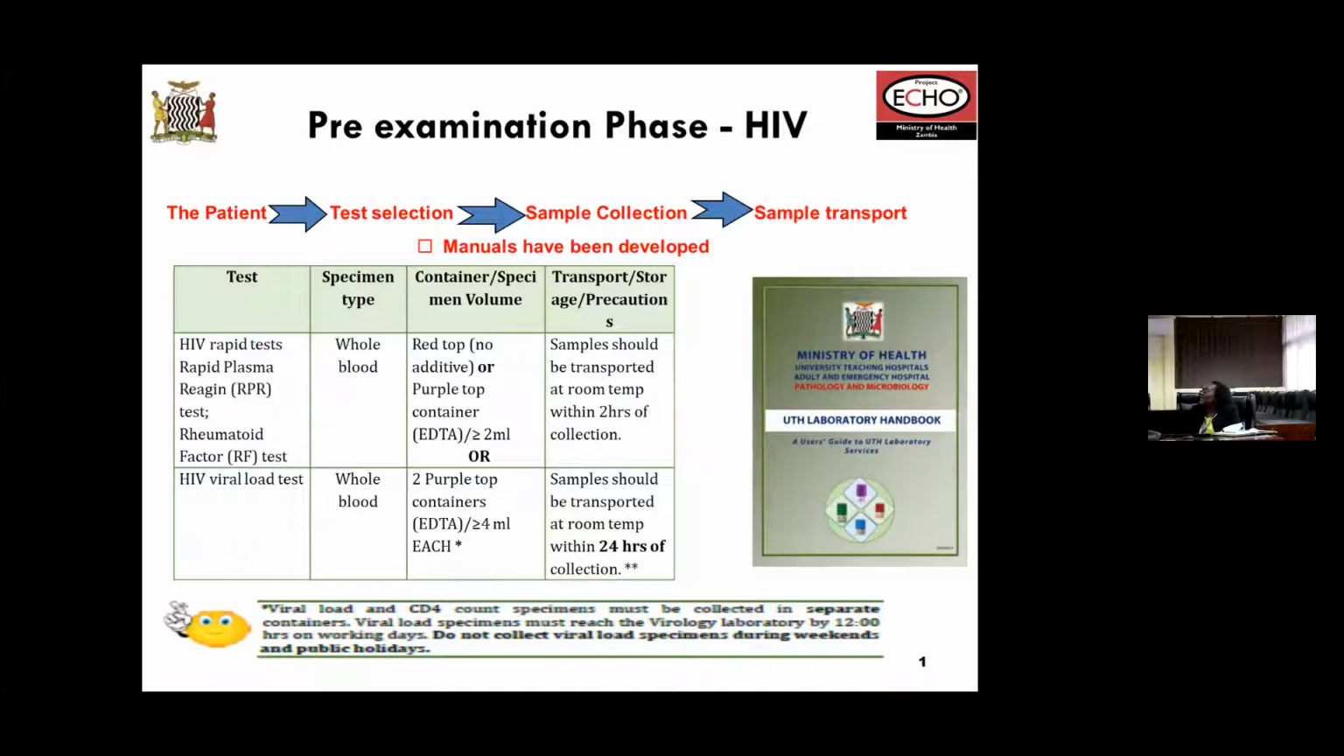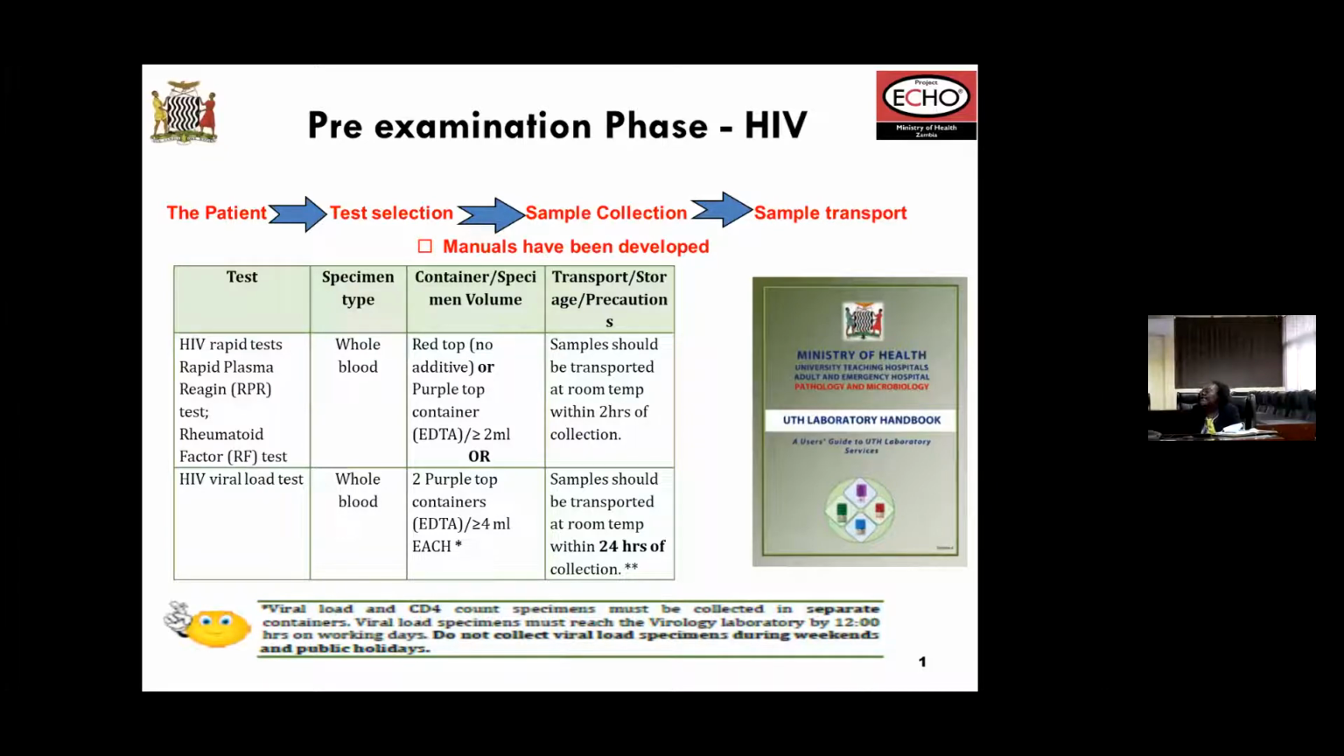Next, we move on to HIV, and this is the pre-examination phase as designed by the UTH laboratories for HIV. I took UTH because that's the reference laboratory, the National Reference Laboratory. So in our laboratory handbook, we describe what is required. We have developed those manuals for the particular test that we're dealing with, and the type of sample that is required. We also talk about the volumes and which containers you're supposed to use, as well as how the sample should be transported. As you can see, the samples for the HIV should be at the lab when collected at room temperature within 2 hours of collection.